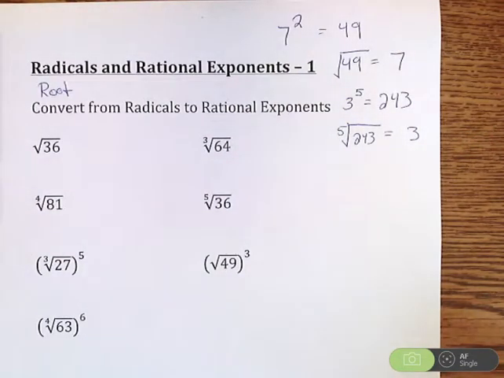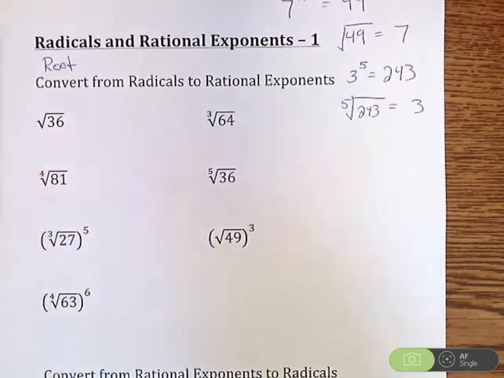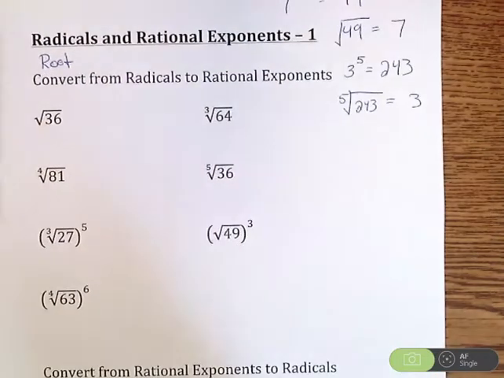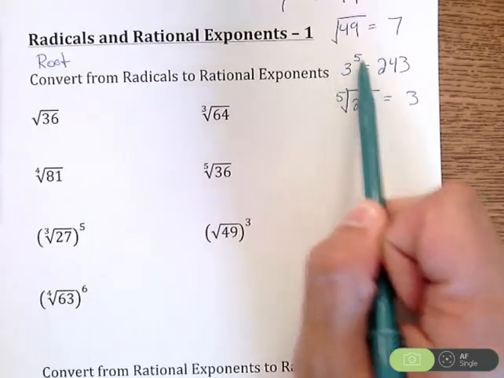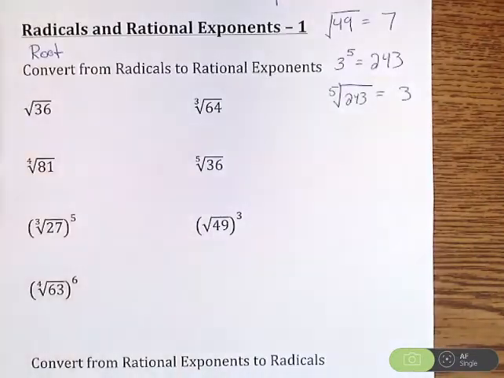So that's what we're talking about today, radicals or roots, whatever you want to call them, and rational exponents. What we're going to do in this video is convert from one to the other. We're going to convert exponents to radicals, radicals to exponents, and then I'll do exponents to radicals. The reason I want to do that is to show the connection between exponent form and root or radical form. So we're going to flip between the two.